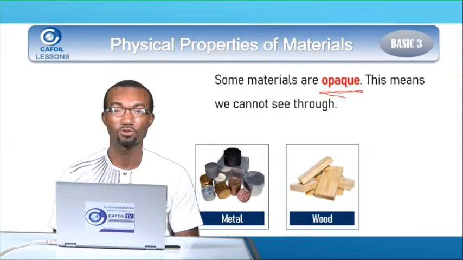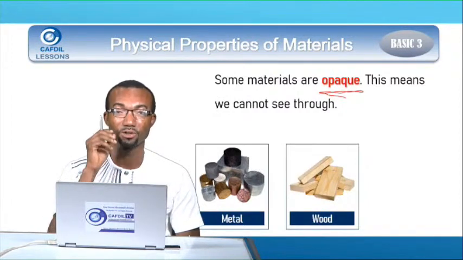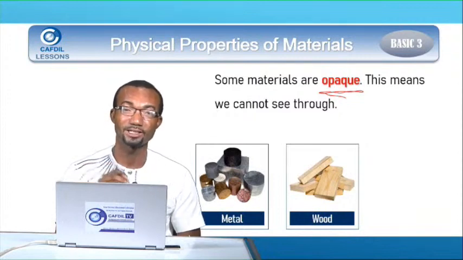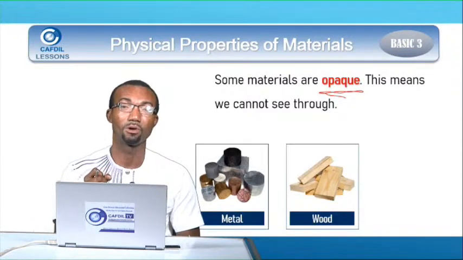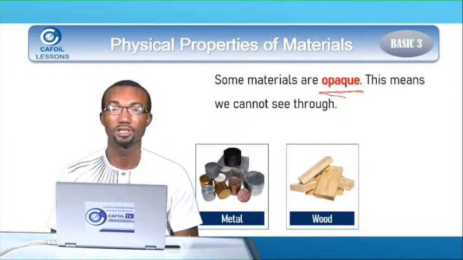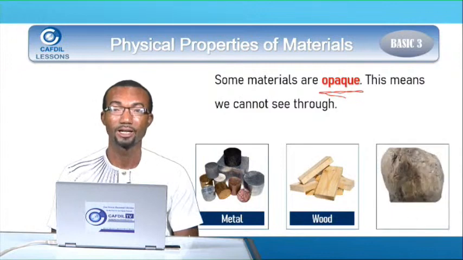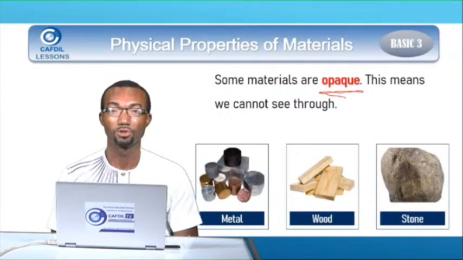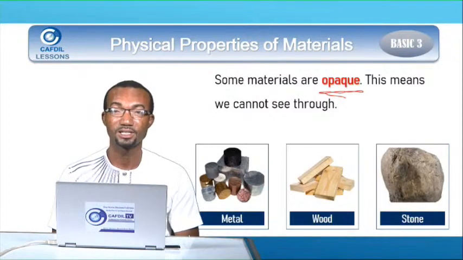Another example of opaque material is the wood. This means that we cannot see through wood. So if I enter my room and then I close my door, if you stand behind the door, you cannot see me through the door made of wood. This means that the material wood is opaque. We cannot see through them. Another example is the stone. Stone too is opaque. You cannot see through stones.